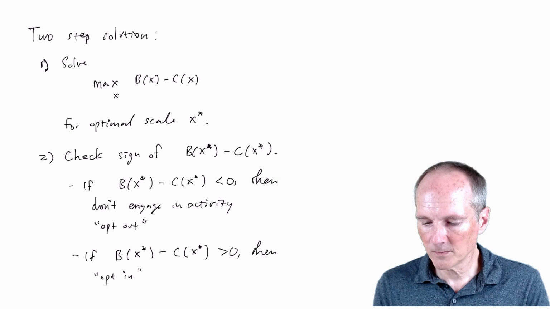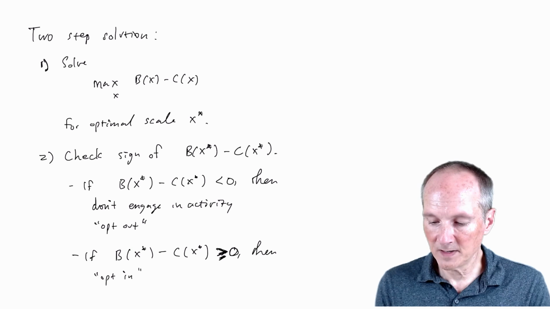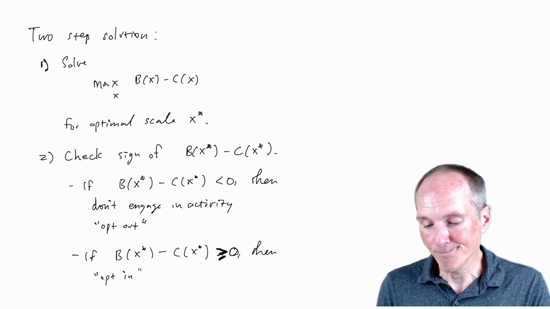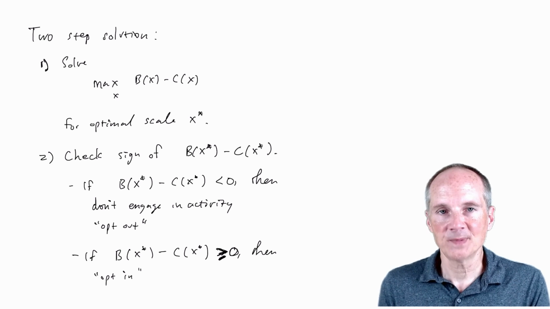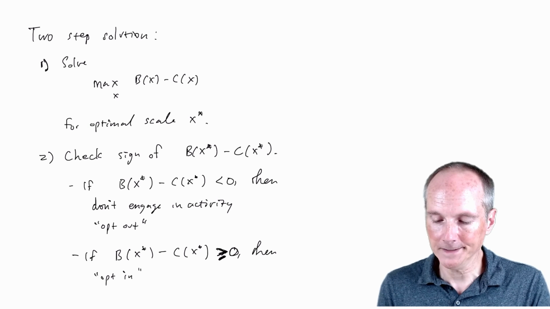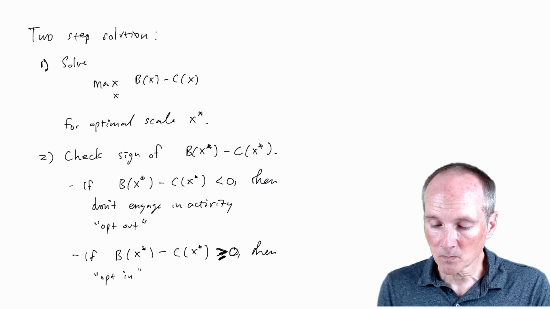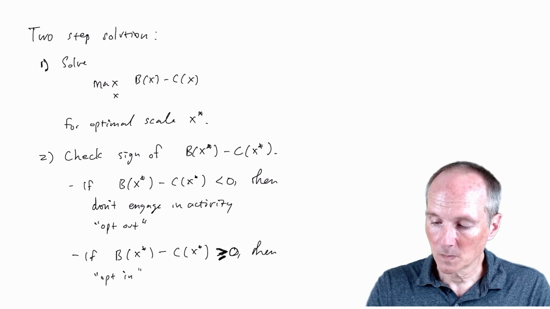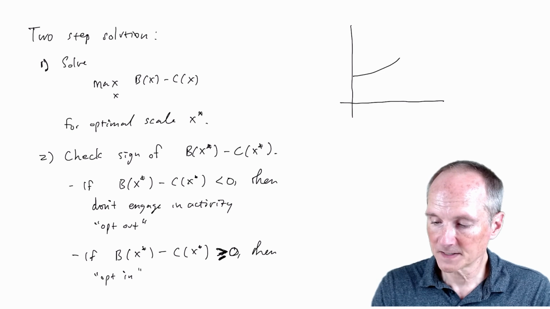There's a question about what happens if the maximized net benefit is 0. Then the decision maker would be indifferent between entering or not. From our perspective, it doesn't matter which choice the decision maker makes in that case. Okay, so that's how you would handle this problem, in particular the problem of fixed cost.